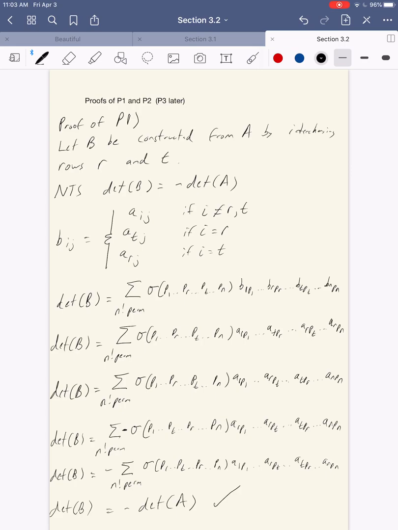So a little bit messy because of the fact that we had to keep track of the fact that the two rows were interchanged and make use of this T and R notation. But overall, not too bad. Use the definition of the determinant to show this property here. Property 2 will be much faster. So let's go ahead and do that one as well.